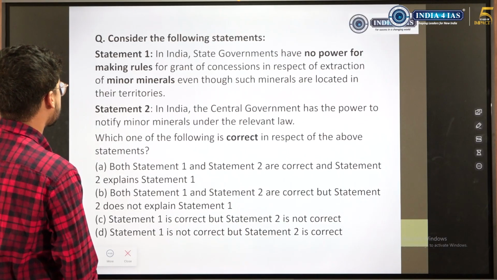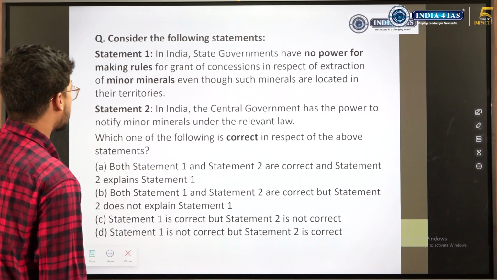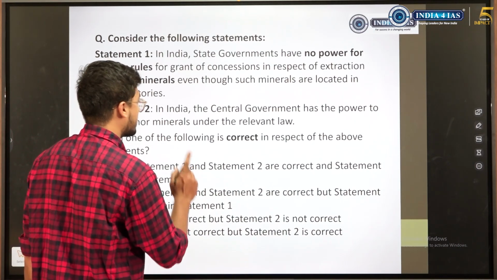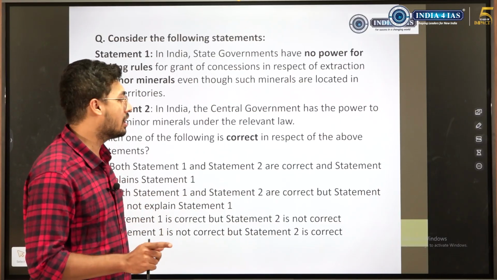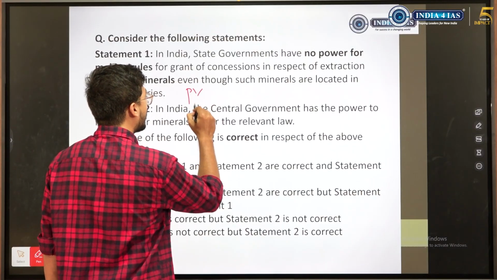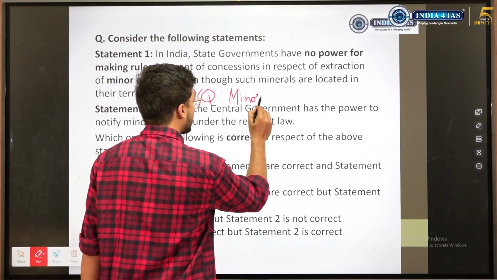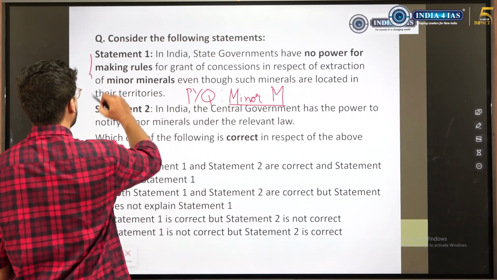Consider the following statements. Statement 1: In India, state governments have no power to make rules for grant of concession in respect of extraction of minor minerals, even though such minerals are located in their territories. Same thing among the last 6-year PYQs that we have solved, 5-year PYQs actually, this is the 6th. PYQ ಅಲ್ಲಿ ಕೂಡ we already spoke about minor minerals. So minor minerals ಬಂದಾಗ power ಯಾರ ಹತ್ರ ಇರುತ್ತೆ? State government under ಇರುತ್ತೆ. This is wrong.